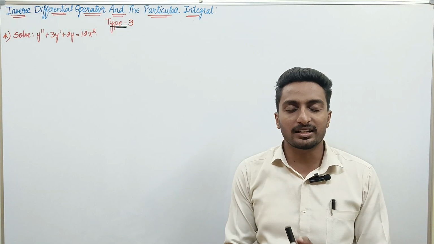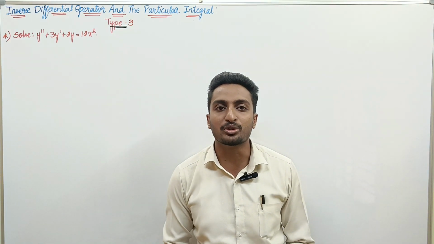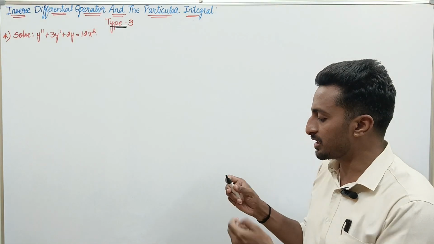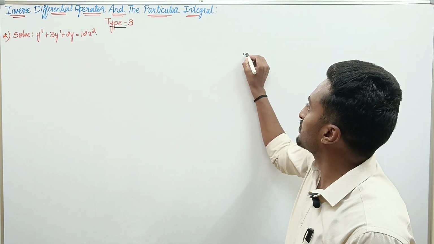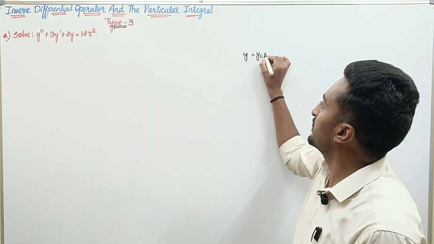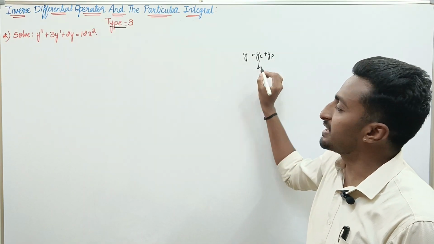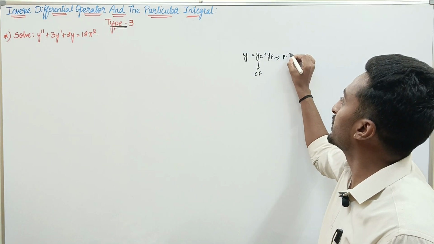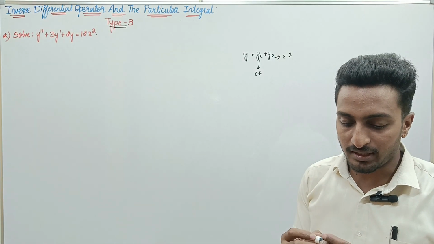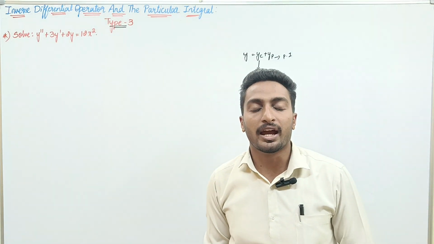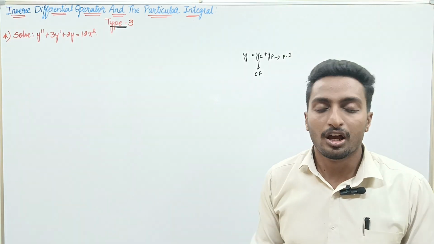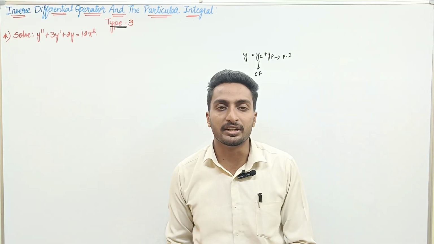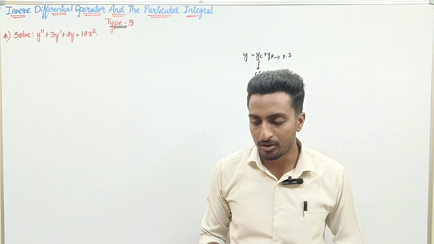Considering the given differential equation, we are going to represent the solution with respect to two sets of terms. One is the general solution, which we represent as y equal to yc plus yp, where yc represents the complementary function and yp represents the particular integral. I am going to show you step by step how to represent the solution with the complementary function and particular integral.